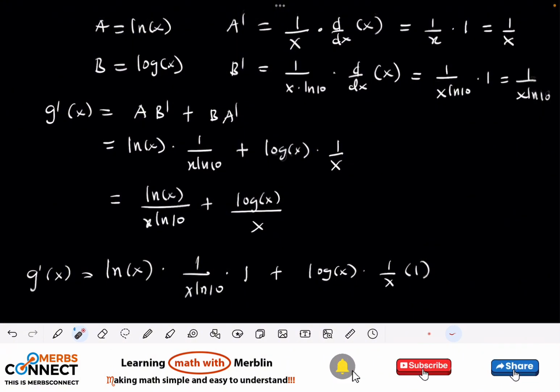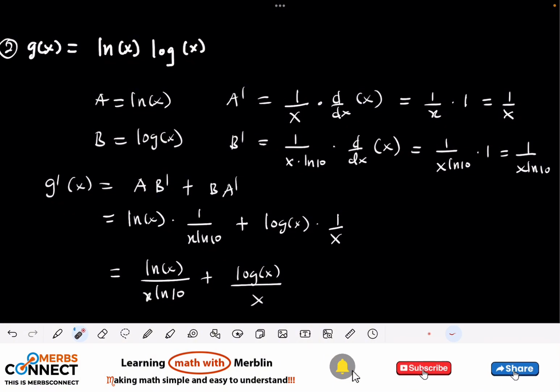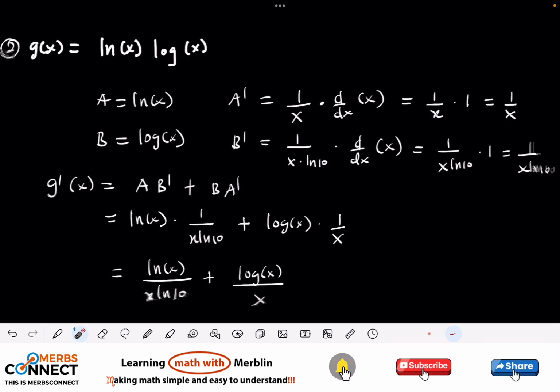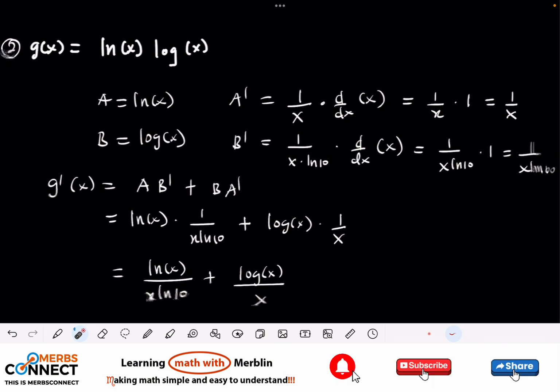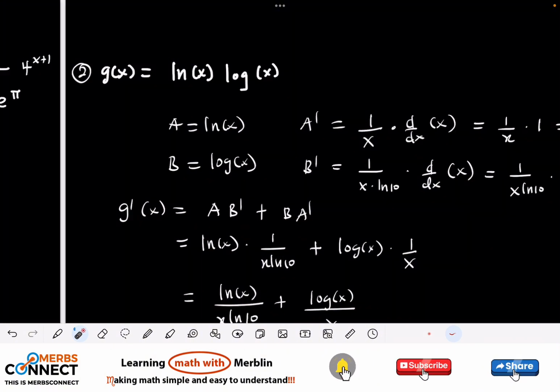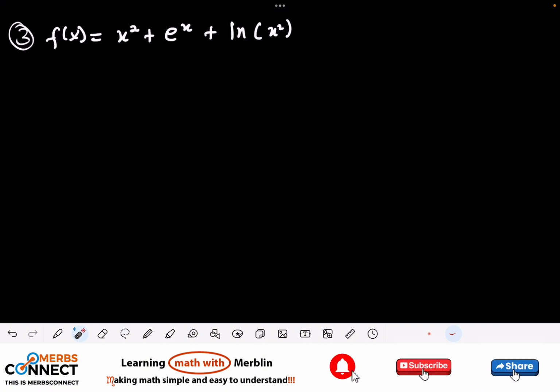You can just go straight, or you choose your A and B and then find A prime and B prime. Somebody can choose this one to be F and this one to be J, then F prime and J prime. It's still the same thing, and you go your way. Some of the functions are very complicated, and you just need to pick them so that you can get them right. Right, so now let's look at the third one.